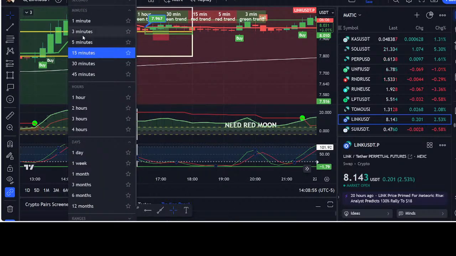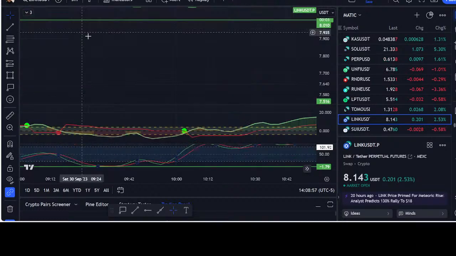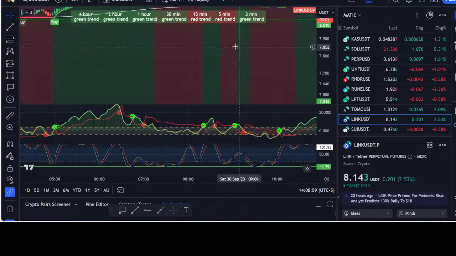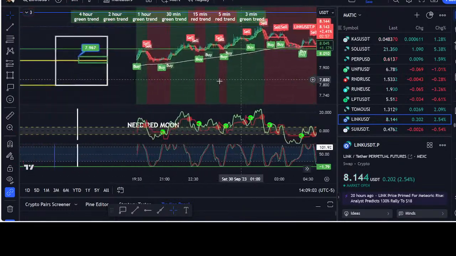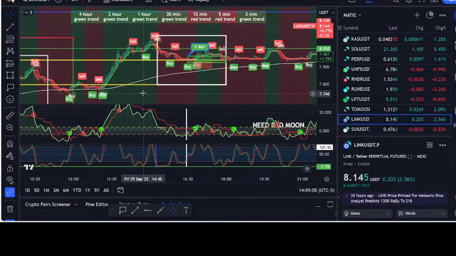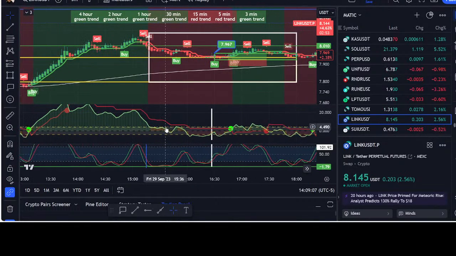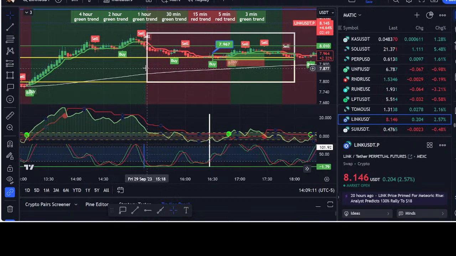Where do we go? We slide over to the 3 minute, okay? Now on the 3 minute, this is where we enter, right? How do we enter a trade? We enter a trade based off a 3 minute red moon, 3 minute red trend, RSI bouncing, right? So you come into the trade. Here, you see a red moon right here. You get a red trend. RSI is here. You wait for it to bounce up. You enter here.